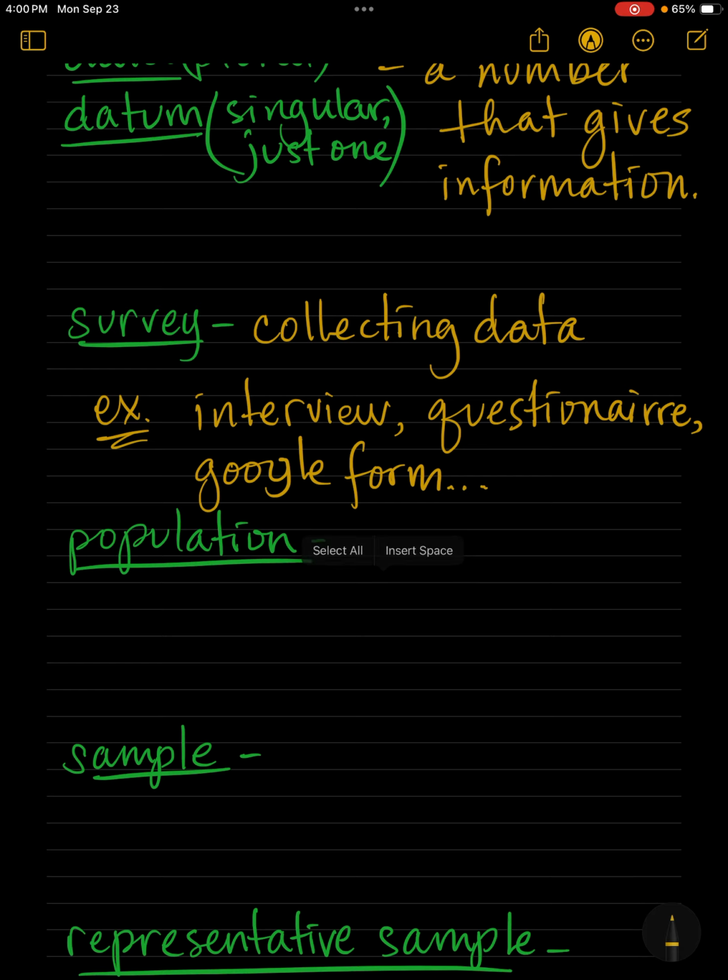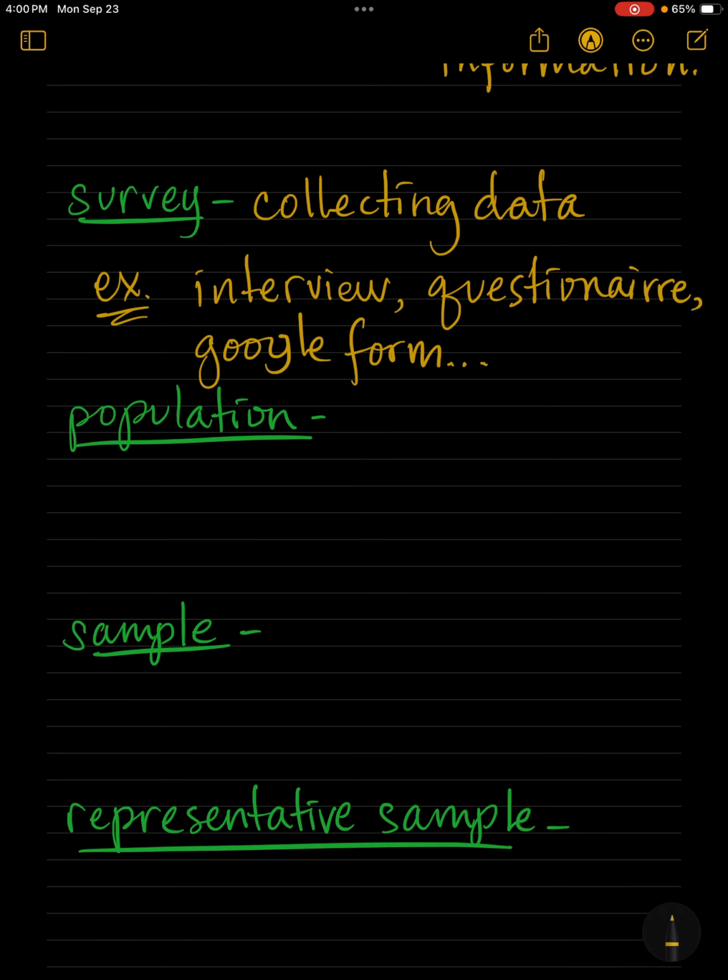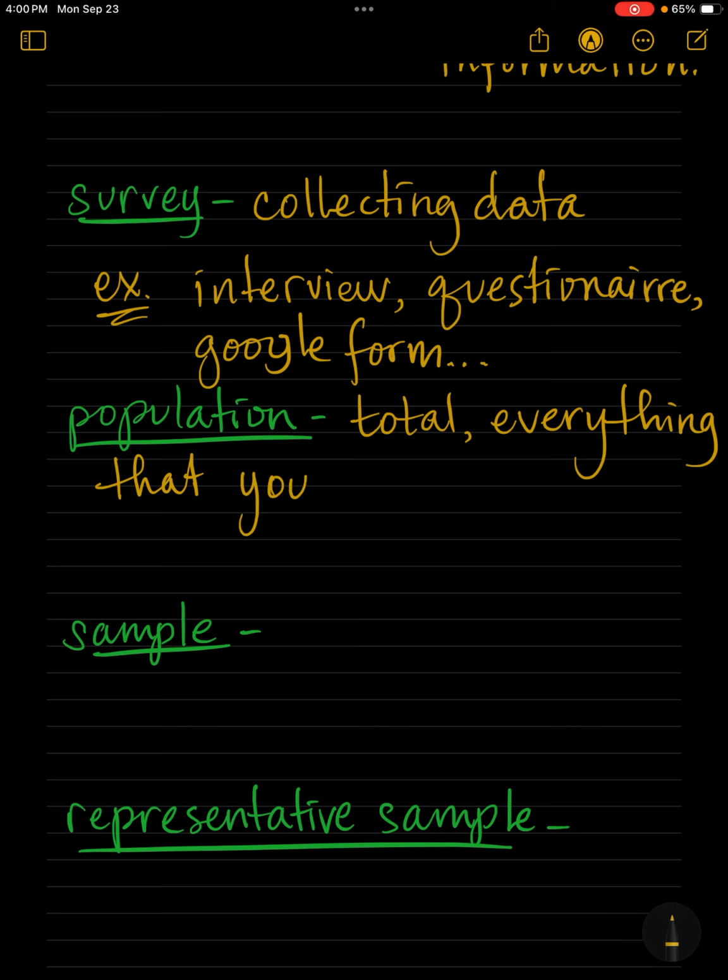Okay, population. The main thing I want you to think of is that it's the total. It's everything that you're studying. That you're surveying, studying, analyzing. We'll just say studying.